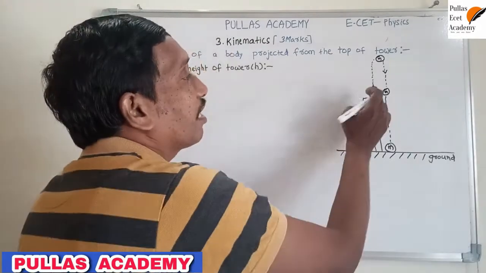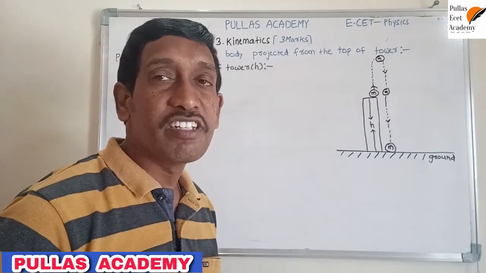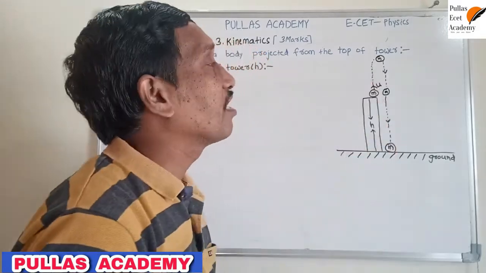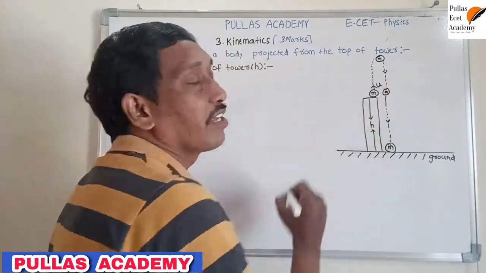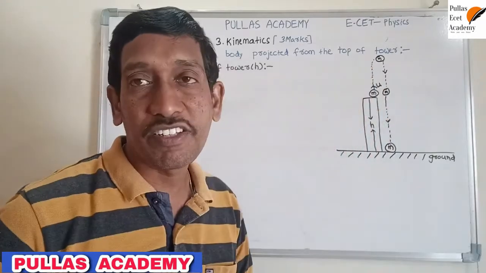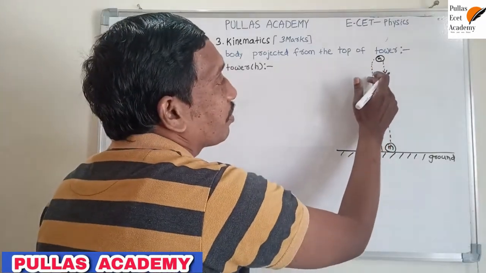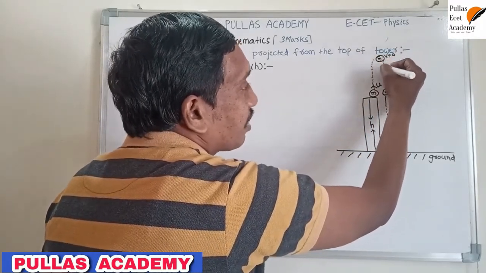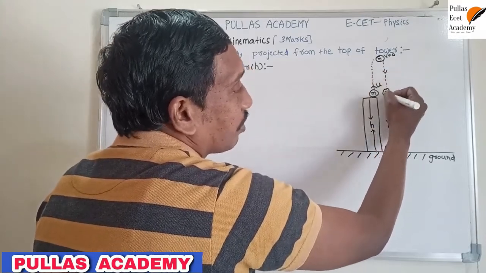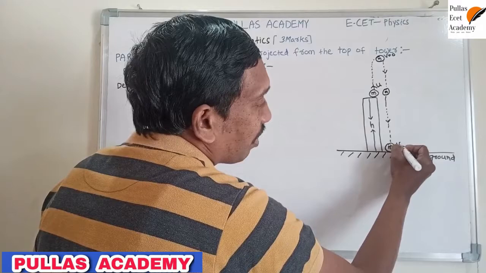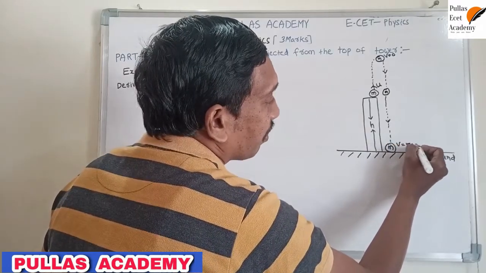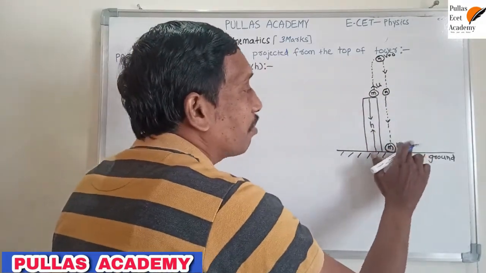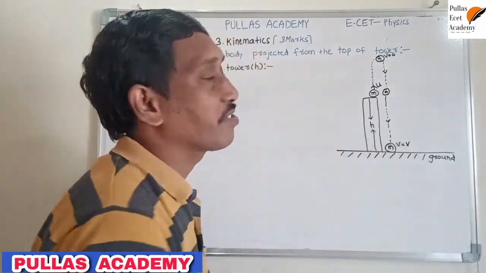Due to this external force, an initial velocity is given at the initial position. I consider it as u; the body is projected with initial velocity u. When projected with velocity u, its velocity gradually decreases and becomes 0 at the top. Again it moves towards the ground. When it reaches the ground, its velocity becomes maximum, which we consider as v.